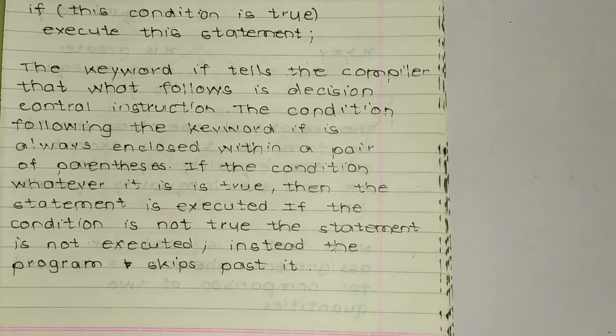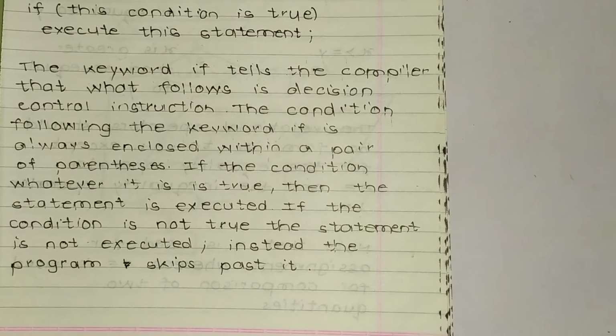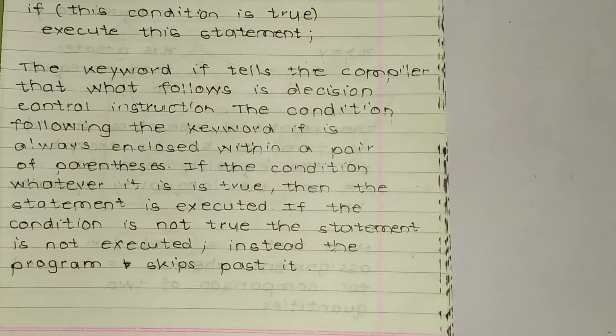If the condition is true, then the statement is executed. If the condition is not true, then the statement is not executed. Instead the program skips past it. That means if the condition is not true, then the statement is not executed. If it is true, then it is executed.